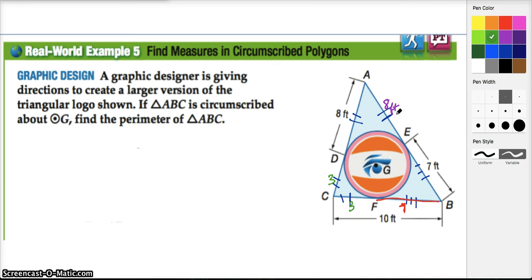So now we've got the whole breakdown of the lengths of the sides. So I know that from here to here is 15. From here to here is 11. This length is 10 feet. And when I add all of that together, I get 36 feet. And that's the perimeter of the triangle.